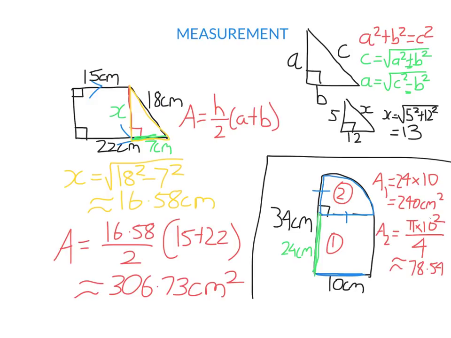78.54. So the total area will be 240 plus 78.54, so about 318.54. Again, it's units squared because I'm talking area. How easy is that?